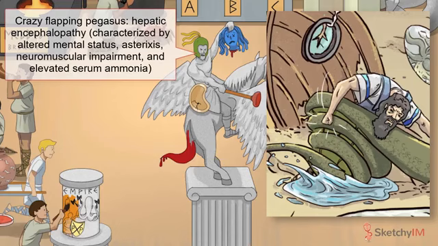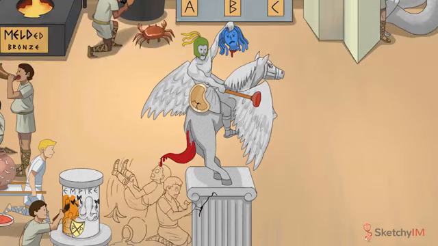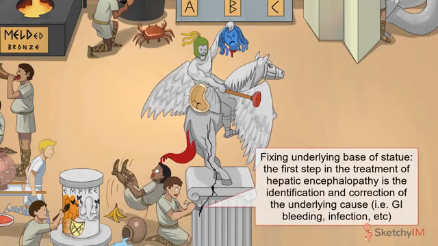The initial management of acute hepatic encephalopathy in patients with cirrhosis involves two steps. The first step is identification and correction of the underlying cause. So let's draw in a Greek dude chiseling at the underlying base of the statue. Remember that the liver is unable to process toxic proteins in the blood.